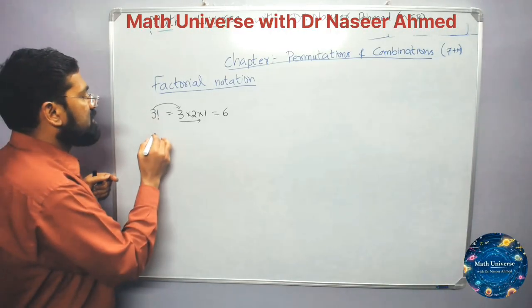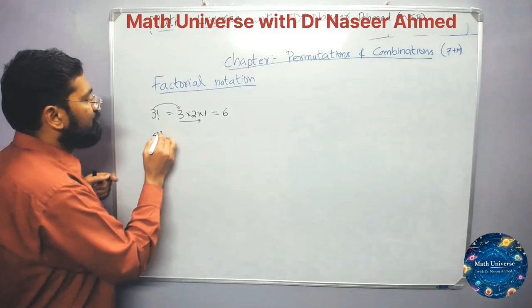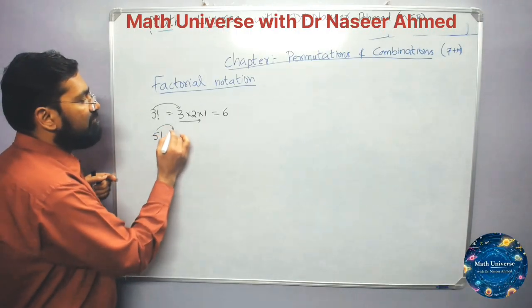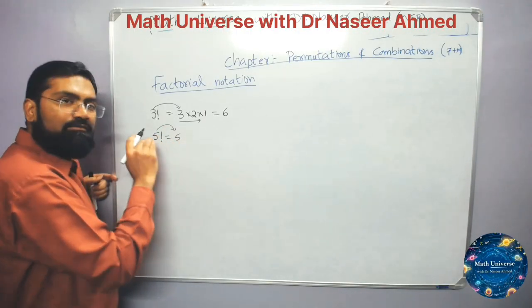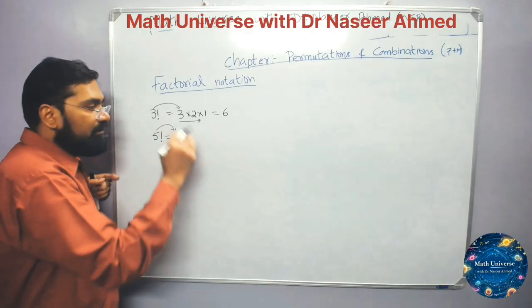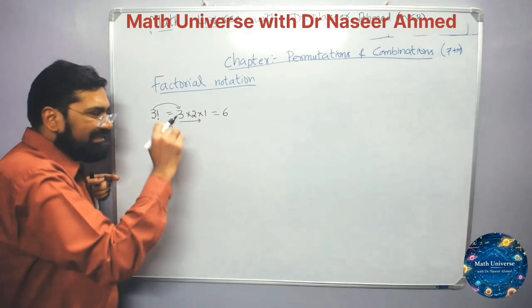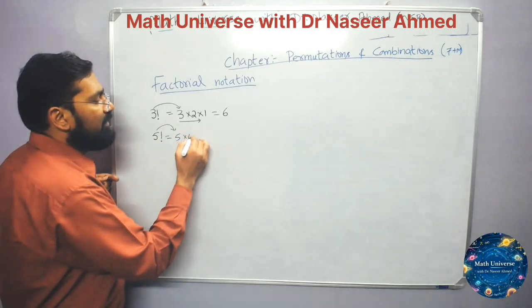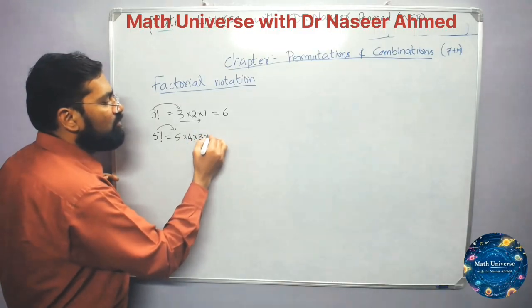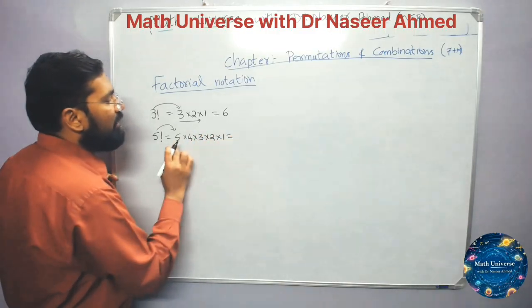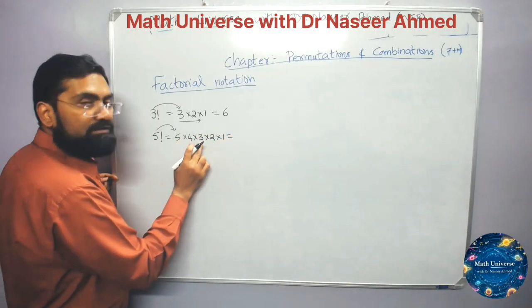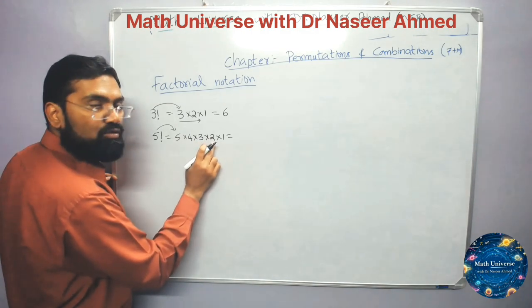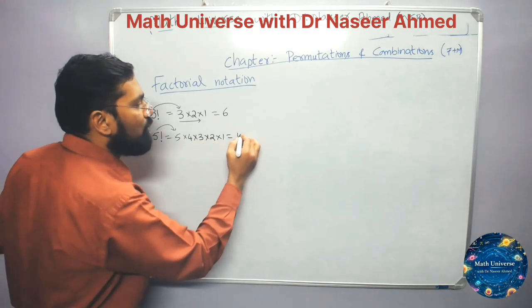Next, let us suppose I have 5 factorial. So the number is 5, so start with 5, and you write down till 1, reducing by 1 each time. You multiply 5 into 4 into 3 into 2 into 1. 5 into 4 is 20. 20 into 3 is 60. 60 into 2 is 120. 120 into 1 is 120 itself.